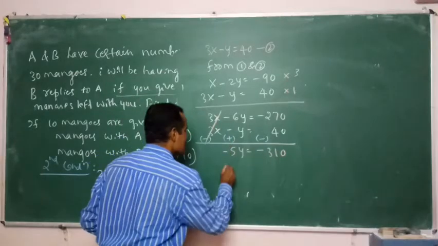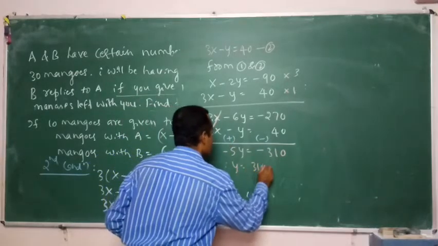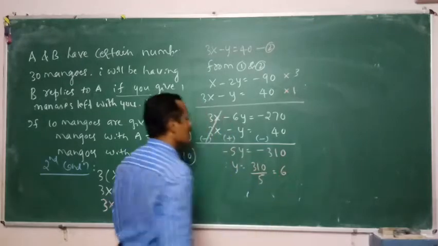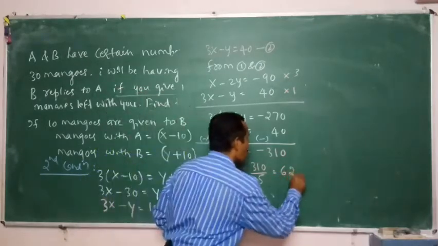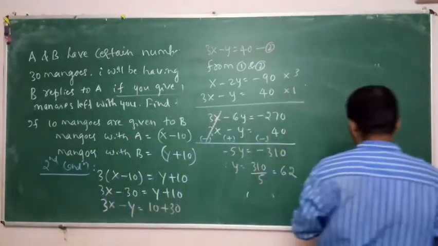Both sides minus gets cancelled. y is equal to 310 divided by 5. 5 sixes are 30, 5 twos are 10. y is equal to 62.